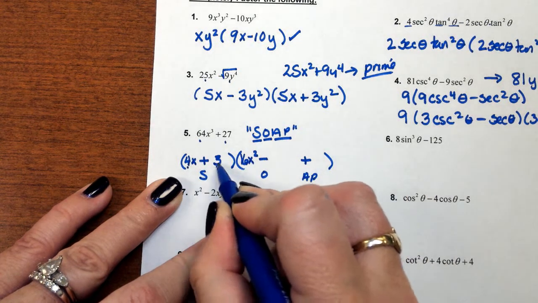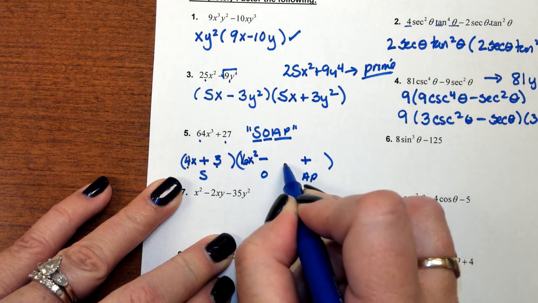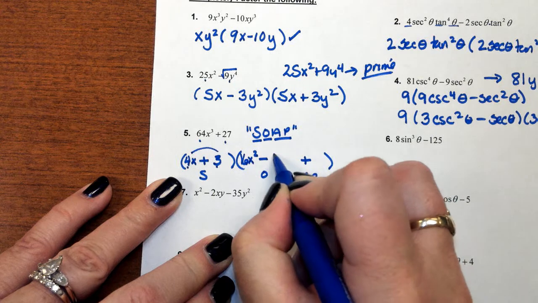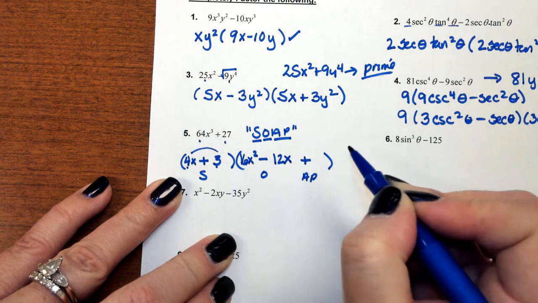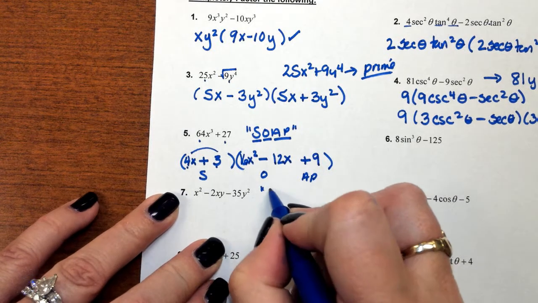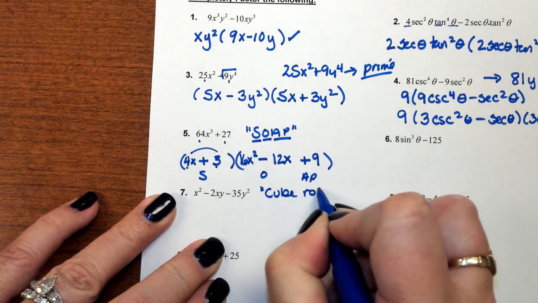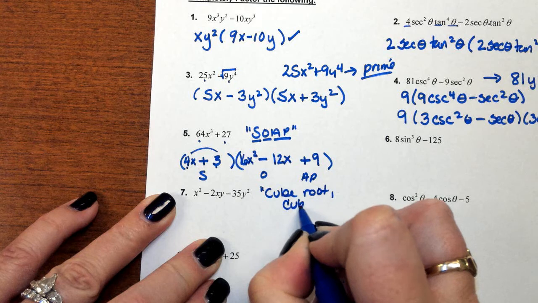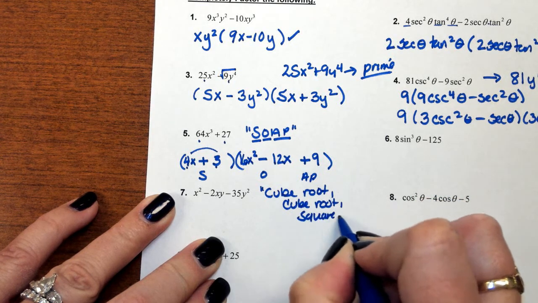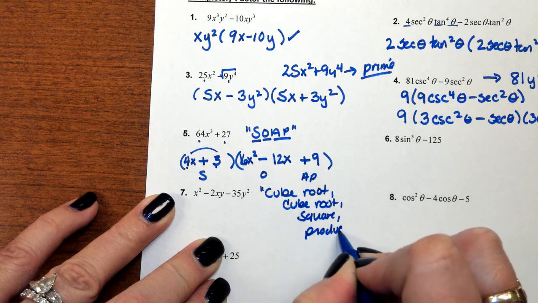So cube root, square. This is going to be a product. Multiply your 2 cube roots together. 3 times 4x is a 12x. And then square your last cube root, which is a 9. So remember, it's going to be cube root, square, product, square.